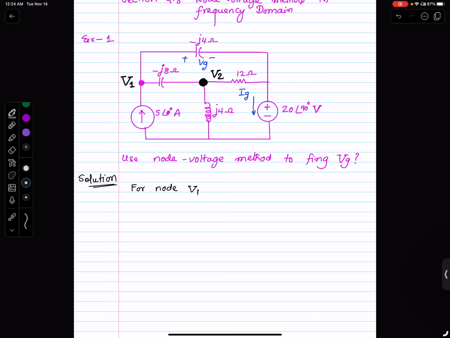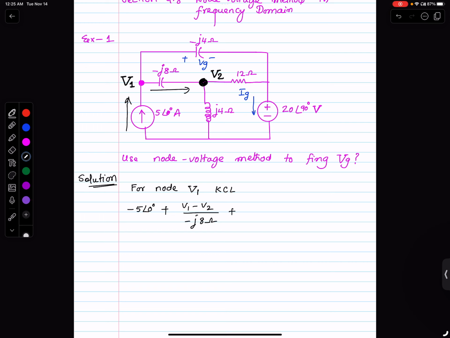For node V1, apply KCL at this node, then the current coming in is negative 5 angle 0 degrees amperes plus the current leaving via this branch and via this branch. Let's look at the current leaving in this branch first. That will be this voltage V1 minus this voltage V2, so V1 minus V2 over the impedance there, negative J8 ohms.